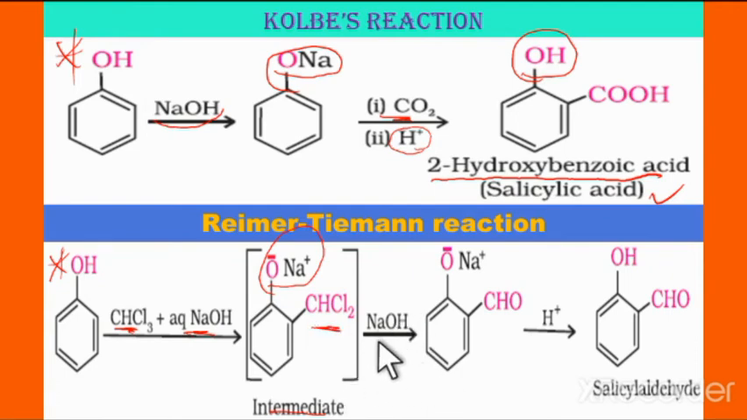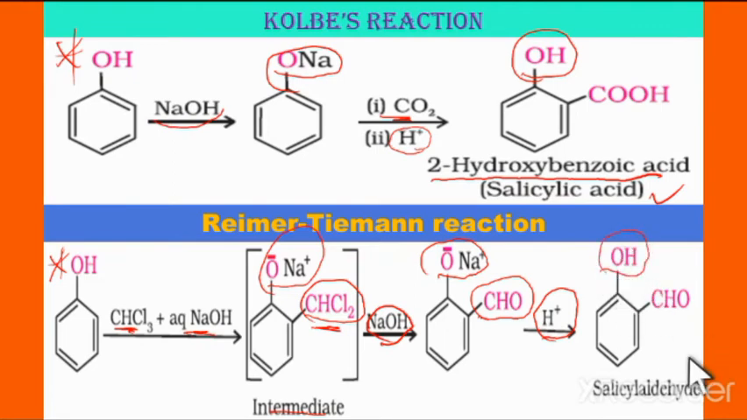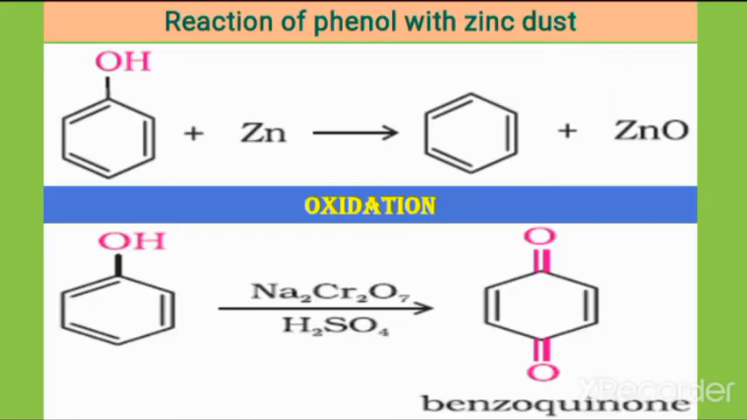Now this intermediate is treated with sodium hydroxide, so the CHCl2 group can be converted into a CHO aldehyde group, and the ONa present on this benzene ring, when treated with acid hydrolysis, is converted into OH. At the other position it has the aldehyde functional group. So this is known as salicylaldehyde. It is also an important name reaction.